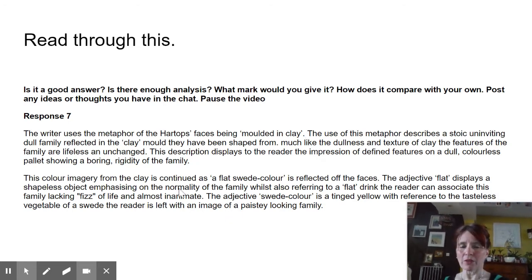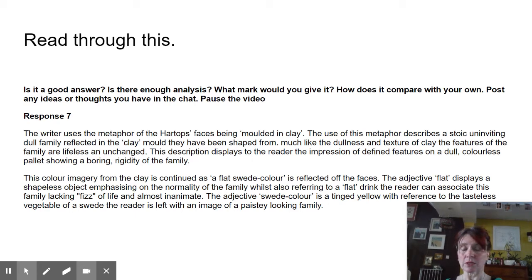And then we go on to talking about the clay being a flat Swede colour. The adjective flat displays a shapeless object, emphasising the normality of the family, whilst referring to a flat drink. The reader can associate this family lacking fizz and almost inanimate. The adjective Swede colour is tinged yellow with reference to the tasteless vegetable of Swede, and the reader is left an image of a pasty-looking family. They've spelt pasty wrong, but as we know, that doesn't matter in this question. Also, a great analysis. I really like this, except I actually think Swede tastes quite nice. I wouldn't call it tasteless, but never mind.